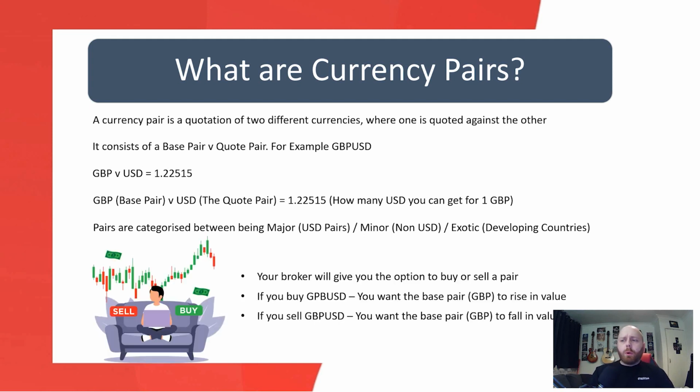So your broker will give you the option then to buy or sell a pair, and this is the good thing about Forex. It doesn't matter whether the pound's going up or down against the US dollar, as long as I know which way it's going. If I'm buying the pound, I want the pound value to rise, and if I close that out and it rises, then I get a profit. But if the pound's going down, you also got the option to sell, and in that case you're going to want the pound to fall in value, and then you're going to make money. So it's pretty simple.